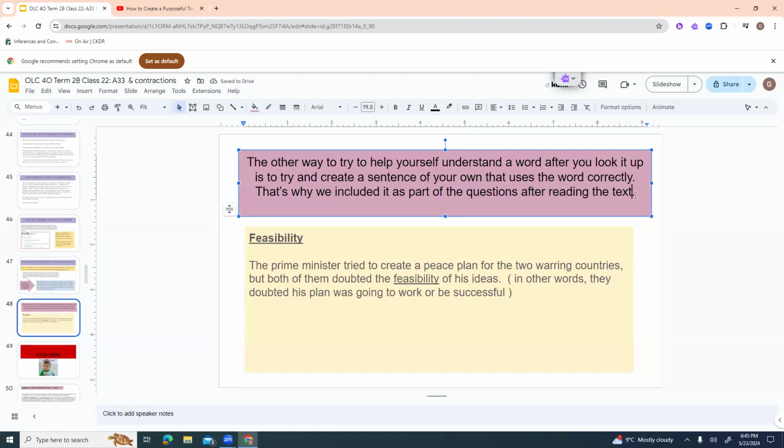Feasibility. So I'm going to try and use that in a sentence. Feasibility makes me think of big plans and whether they can be successful or not. Since this is kind of politics, my brain went to more politics. So I said, the prime minister tried to create a peace plan for the two warring countries, but both of them doubted the feasibility of his ideas. In other words, they doubted his plan was going to work or be successful. They didn't like his ideas. So that's an example of putting those words into a sentence.